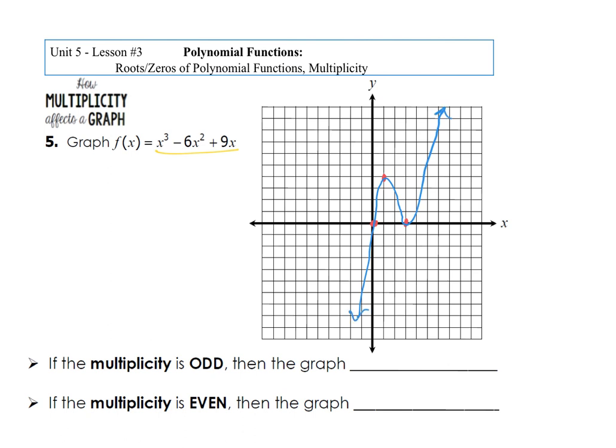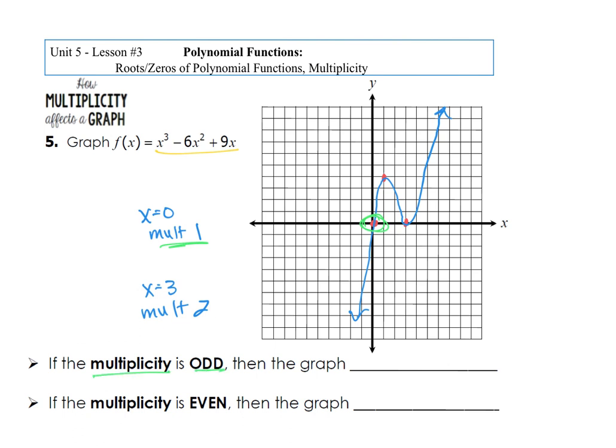So here's my graph. Notice the zeros: we had a zero at x equals 0, and the multiplicity was 1. We had a zero at 3, and we said its multiplicity was 2. So let's look at what was happening at those zeros. Here's my zero at 0, with that multiplicity of 1. The multiplicity is odd, 1 is odd.